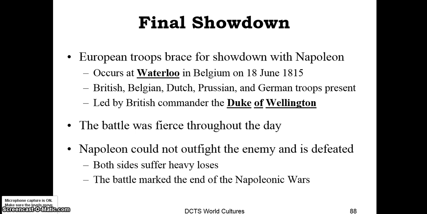And the battle was fierce throughout the day. Napoleon could not outfight the enemy and is defeated. Unfortunately, the rest of Europe grew smart to his strategies. He didn't come up with anything new, and the people of Europe were able to defend against his military strategies that used to work before. Both sides will suffer heavy losses, unfortunately, and the battle is the end of the Napoleonic Wars.